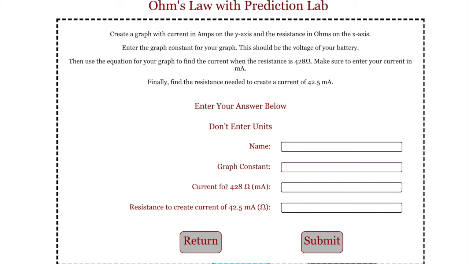They should then do a calculation based on the formula that they had to predict the current for a certain resistor they did not test, and then figure out a resistor that would be needed to create a current that they did not measure. So we want to make sure that they can apply the model that they've developed to make predictions on things they did not measure.